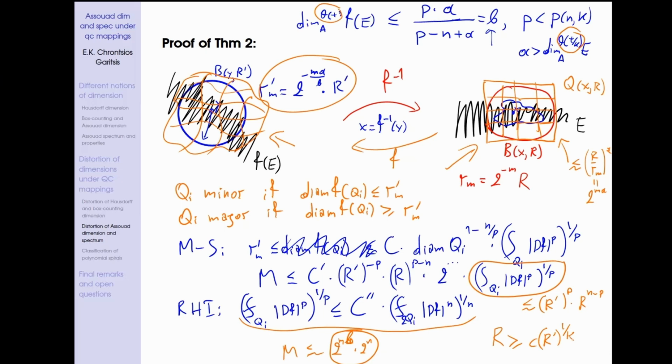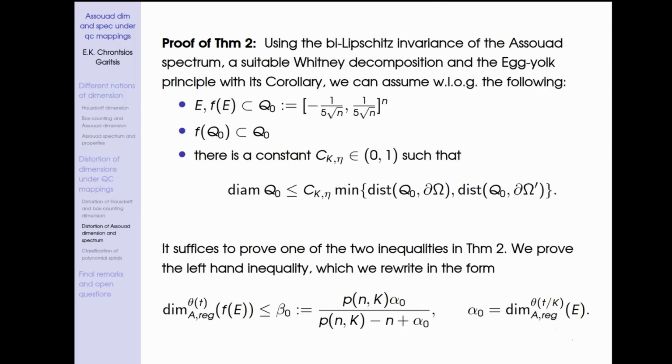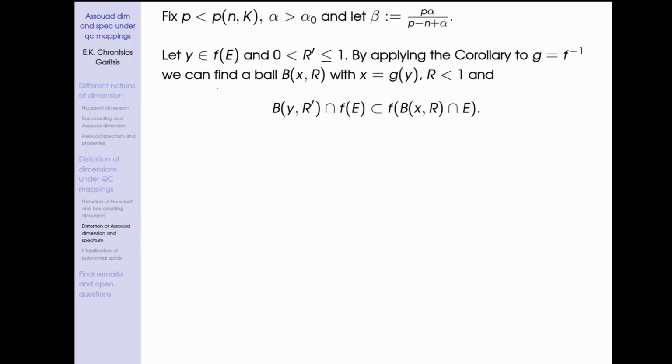I think I should probably move on to the application at this point. I do have the slides and a few technical things we have to do in the beginning to make sure all the inequalities are usable, namely to have both E and F of E deep inside a specific cube. That can be done by the Lipschitz invariance of the spectrum, by using Whitney decompositions and the Egg Yolk principle. But we can talk more in depth about this if people have questions.